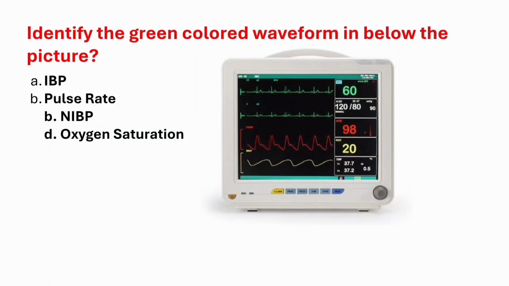Identify the green colored waveform in the picture below. A. IBP. B. Pulse rate. C. NIBP. D. Oxygen saturation. The correct answer is B. Pulse rate.